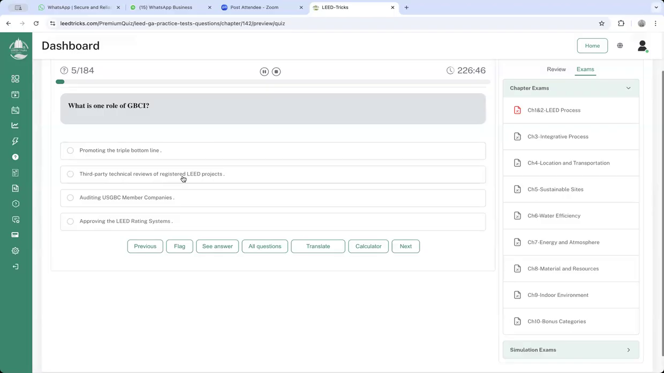Third-party technical review of registered LEED project. Auditing USGBC member company, approving the LEED rating systems. Which one? If you don't know, try to apply the strategy of removing the answer that is wrong. Sometimes you don't know the right one, but you know the wrong, so you can exclude the wrong.